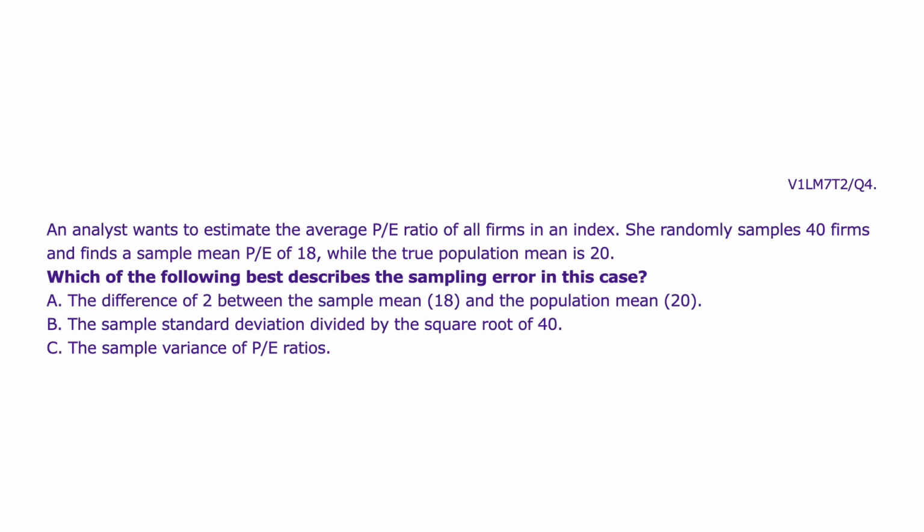An analyst wants to estimate the average P/E ratio of all firms in an index. She randomly samples 40 firms and finds a sample mean P/E of 18, while the true population mean is 20. Which of the following best describes the sampling error in this case? A. The difference of 2 between the sample mean, 18, and the population mean, 20. B. The sample standard deviation divided by the square root of 40. C. The sample variance of P/E ratios.